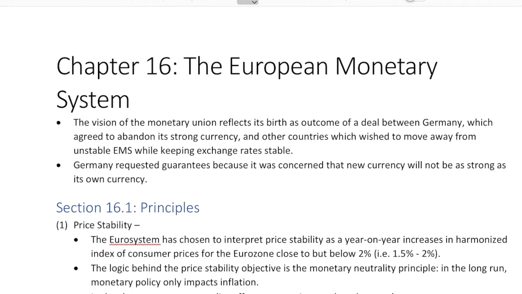In chapter 15, we delved a lot deeper into what makes an optimum currency area. We looked at the political and economic factors that are desired in an optimum currency area. We asked whether the European Union is an optimum currency area. Now we're going to dig a lot deeper into the European monetary system.